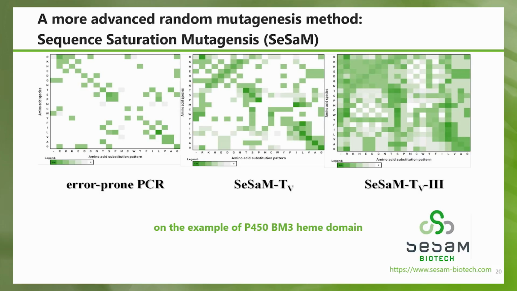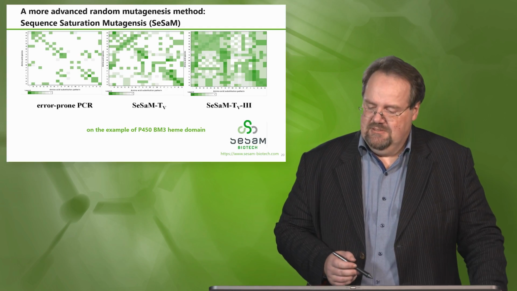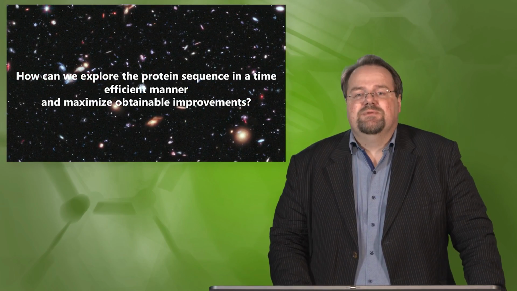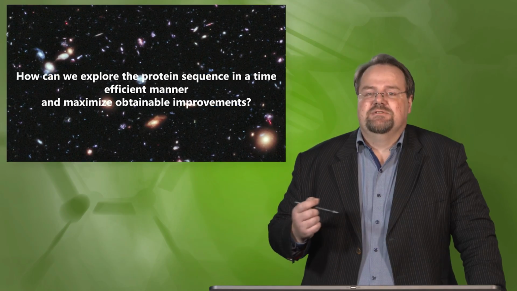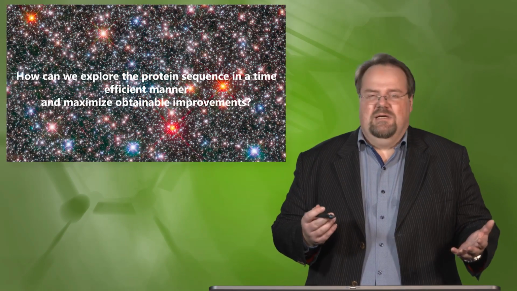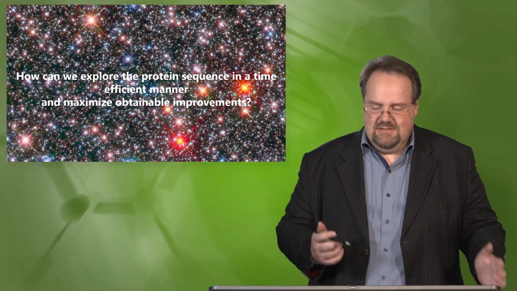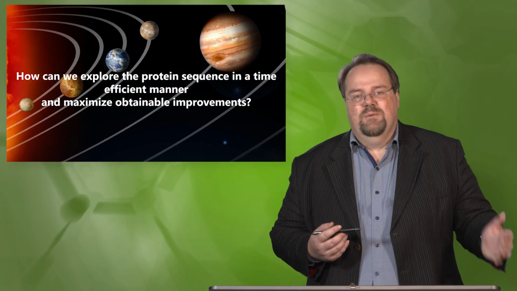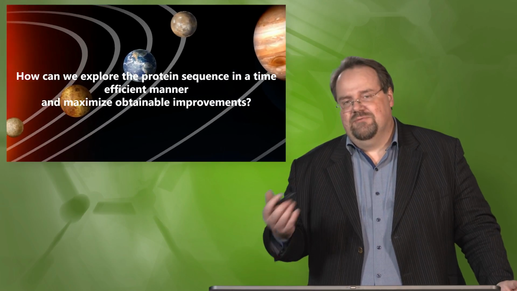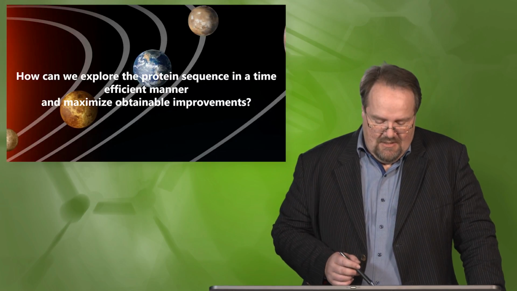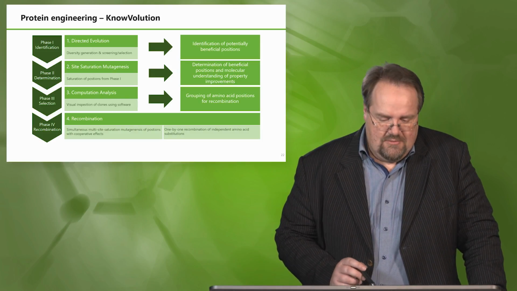But these findings lead us to the next question because of the diversity. How can we explore the protein sequence in a time-efficient manner and maximize the obtainable improvements? You don't want all the time to make a library with the full diversity. This takes way too much time. And there are several strategies to balance the throughput and the screening efforts in order to get to a very good catalyst.